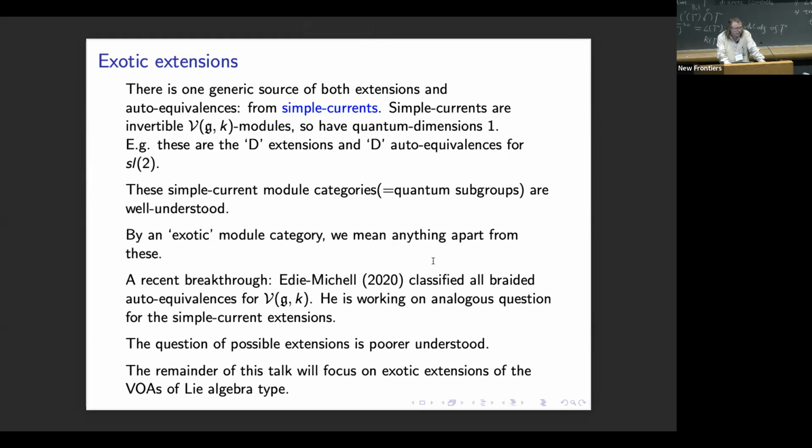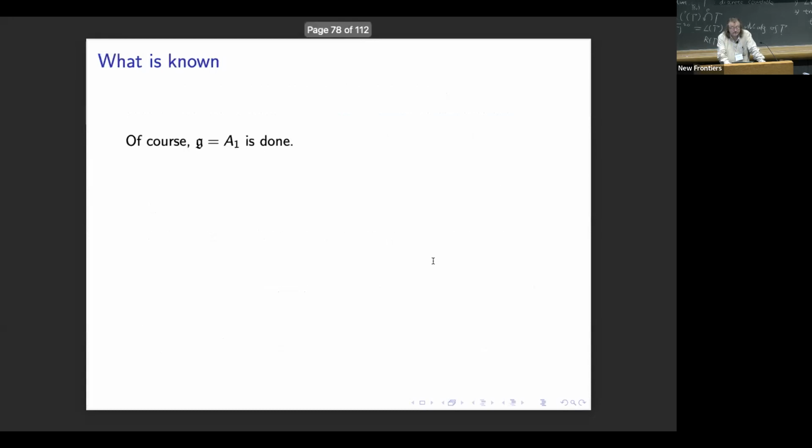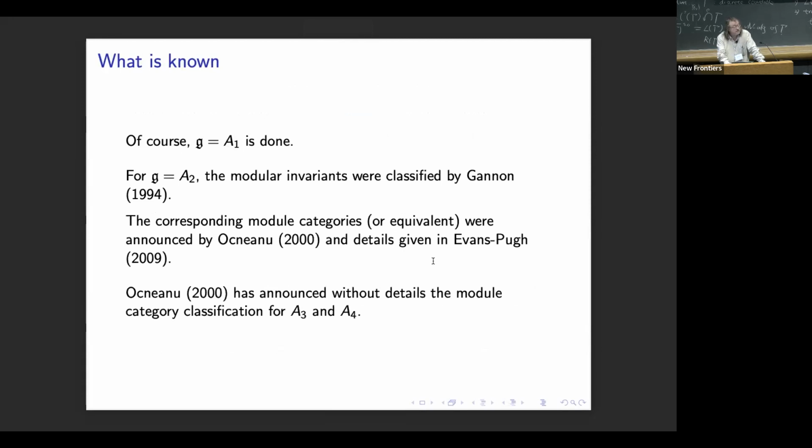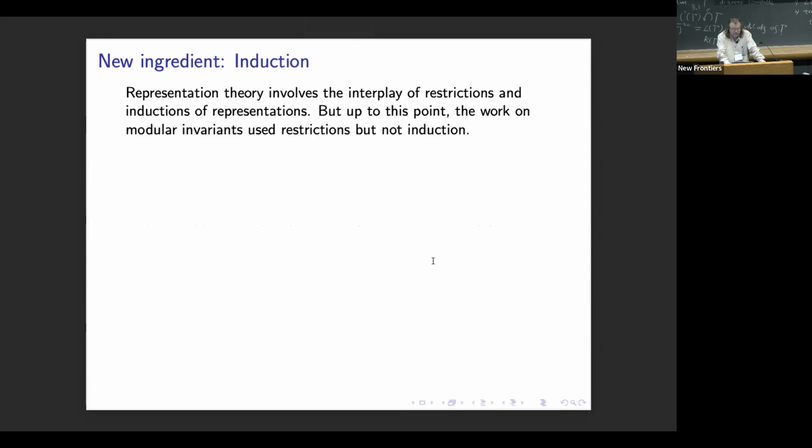So when I say quantum subgroup, I mean of extension type. Okay, well, of course, A1 and it turns out A2 are done, but basically that's it. Ocneanu announced, without details, results for A3 and A4 and perhaps some other ones, but there's no proof. The proofs haven't appeared, at least I've never seen them. But there's a new ingredient that Ocneanu introduced, and this is induction.